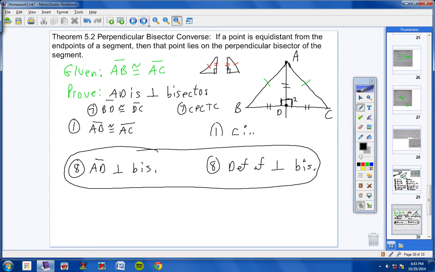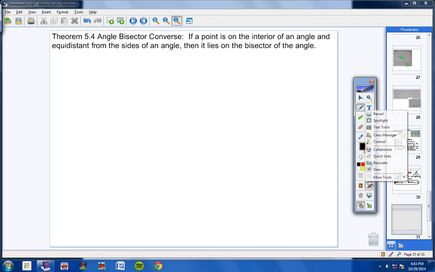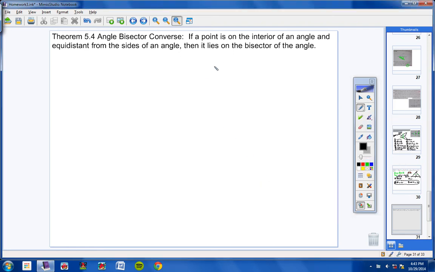Okay? All right, moving on to my next proof, theorem 5.4. All right, here we go. If a point is on the interior of an angle and is equidistant from the sides. So here we go. Here's my angle. Okay, here's my point. And I'm going to go ahead and draw these lines in such a way that there's a right angle here, which I can do, okay? There we go. And let's call these points A, B, C.